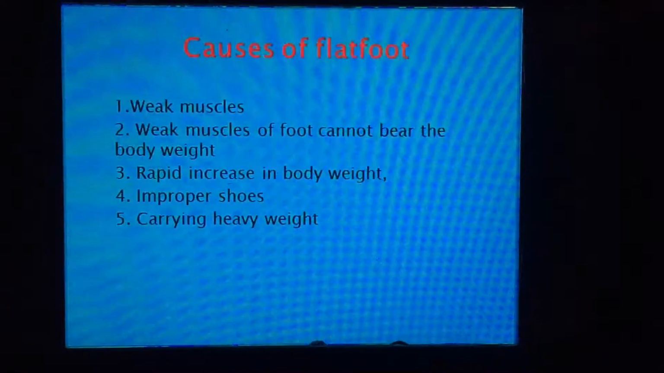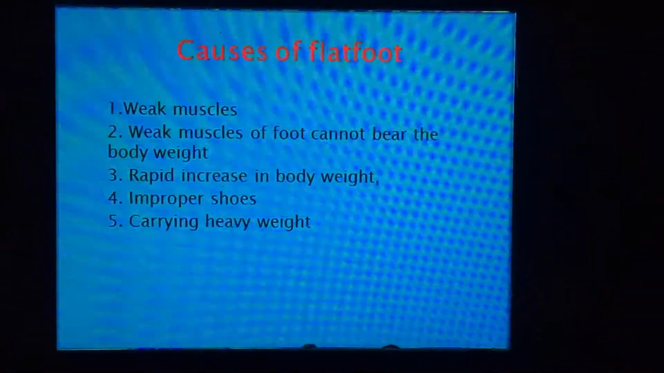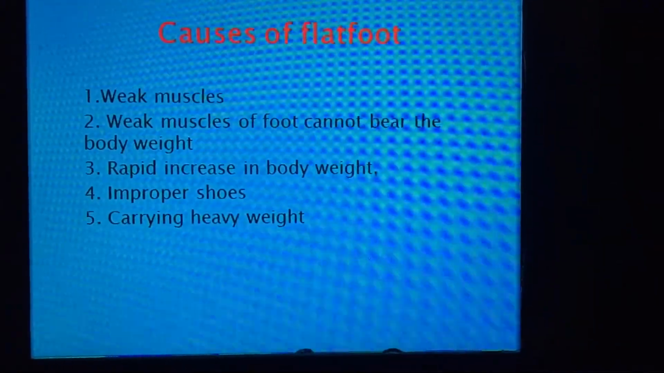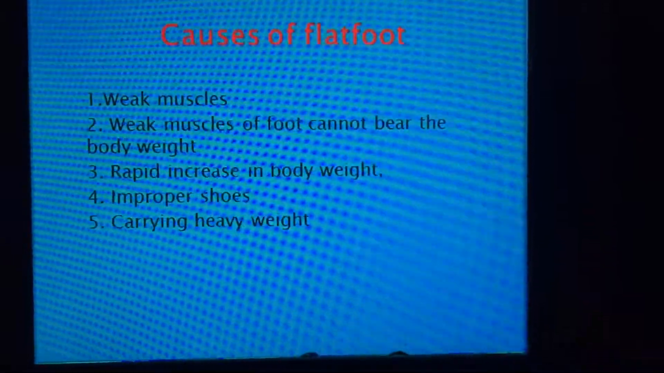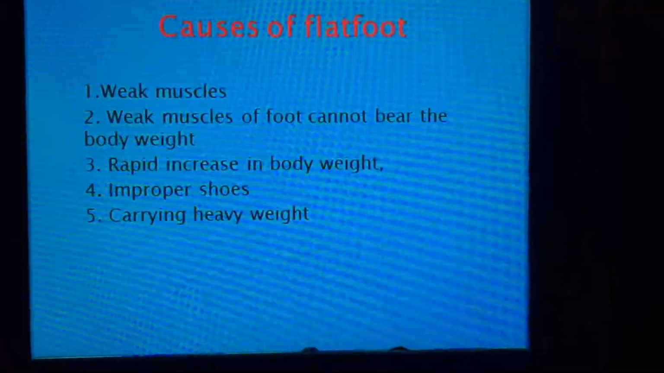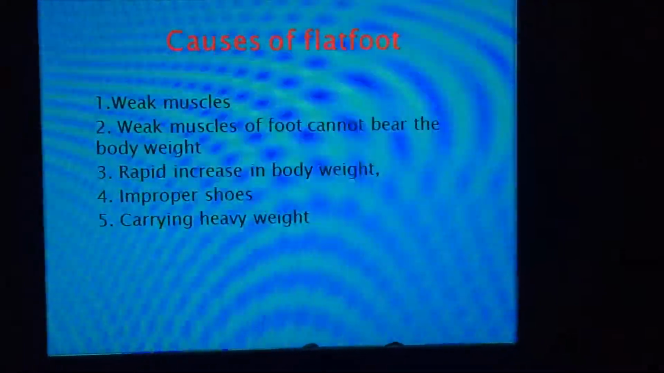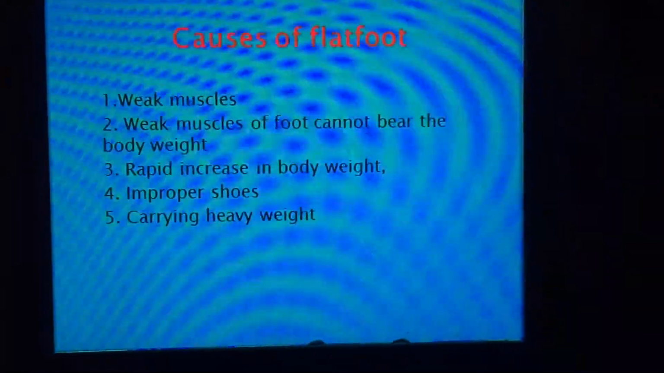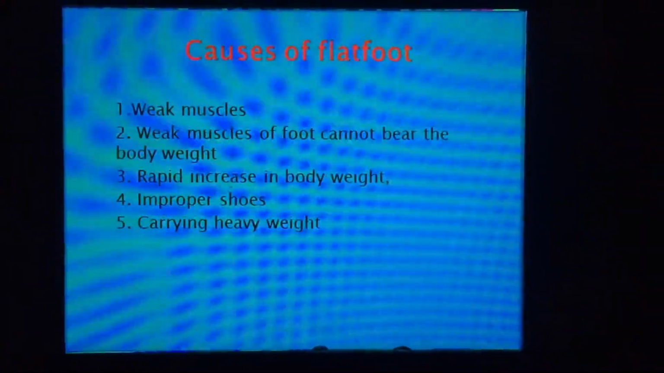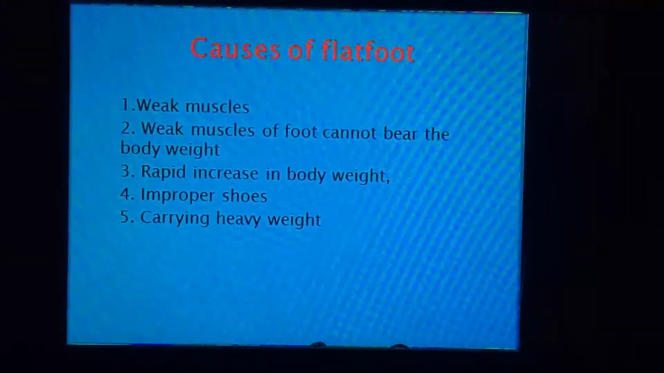Now, the next topic is causes of flat foot. For most postural deformities, the causes are similar. First is weak muscles. Second, weak muscles of the foot cannot bear the body weight. If your body weight is more, at that time you also face problems, right? You can also feel pain under your feet. Third is rapid increase in body weight. If your body weight is increasing, that's why you feel pain in the feet also, right?